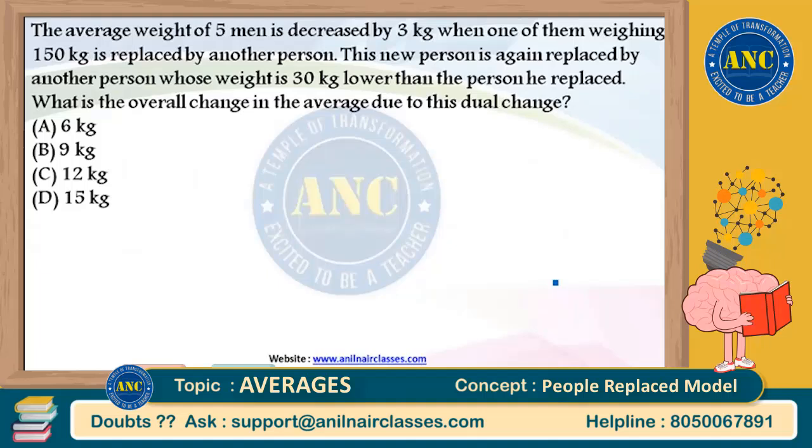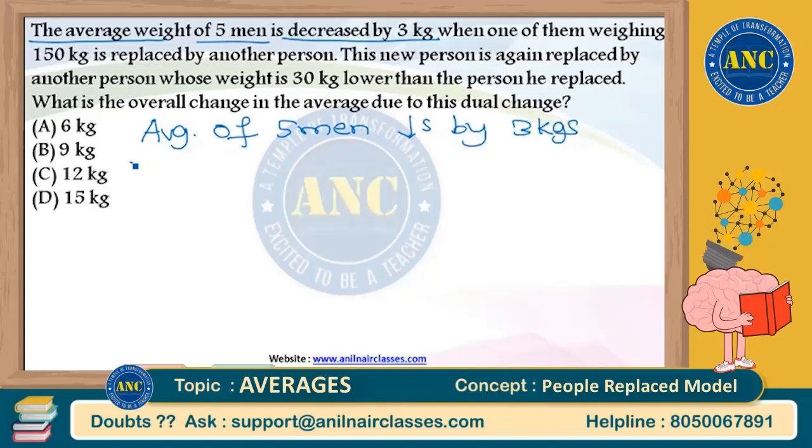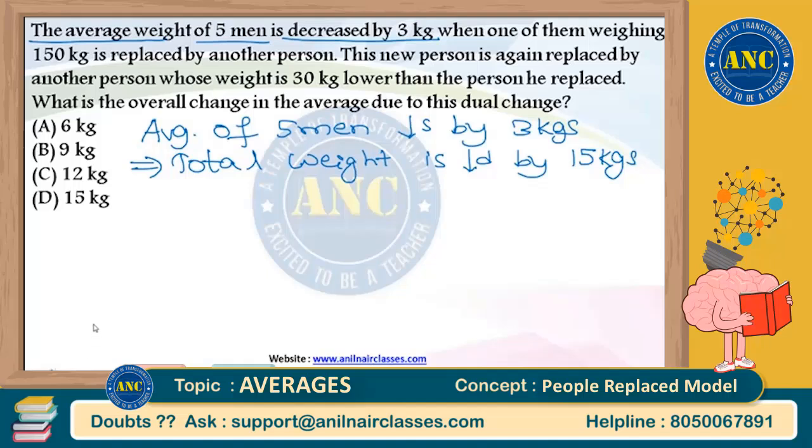Please see this question. Average weight of 5 men is decreased by 3 kgs. That means, let me read statement by statement. Average of 5 men decreases by 3 kgs. Decreases by 3 kgs means, can I say that the meaning of this is total weight is decreased by 3 into 5, 15 kgs. This is the meaning of the first statement.